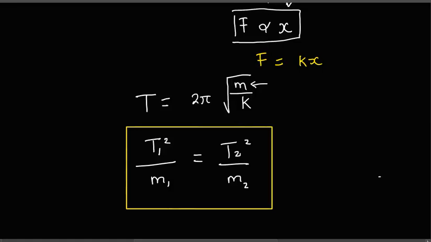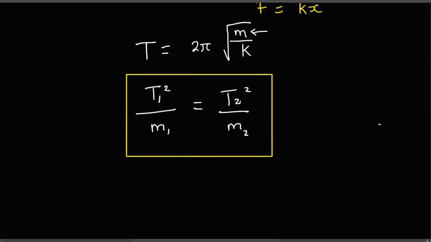And lastly, I want to relate extension to acceleration due to gravity. Now, there is a shortcut formula and you might need it, so just take note of this formula. T is equal to 2 pi root x all over g, where x is the extension. So this is another formula for the period of oscillation of a spring.